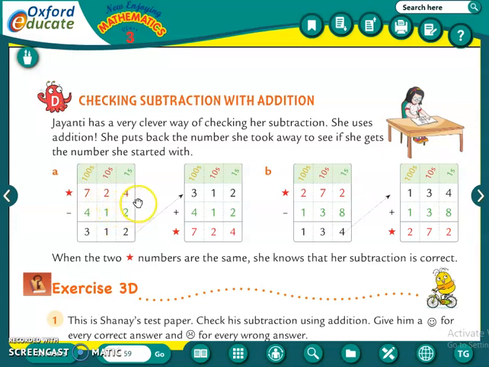Now here if we are doing subtraction, 4 minus 2 is equal to 2. 2 minus 1 is equal to 1. And 7 minus 4 is equal to 3. So this is the answer.